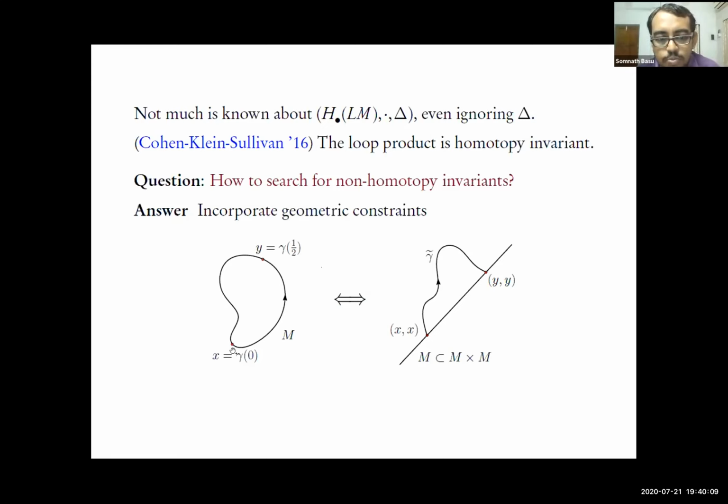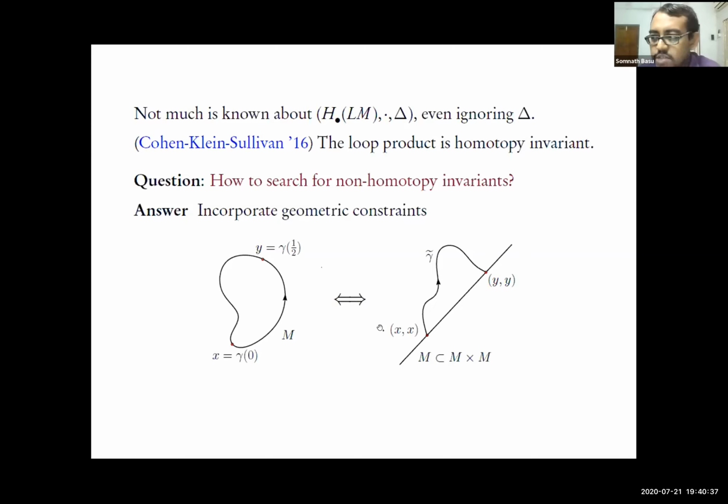You could take a loop. A loop is nothing but the upper hemisphere of the circle and the lower hemisphere of the circle, both in tandem mapping to M. But I could imagine this map as a map into M cross M, where I map both these two strands simultaneously, right? So I just take gamma of t and gamma of 1 minus t and map it simultaneously. What I get is a curve in M cross M, starting and ending on the diagonal. So this is the picture.